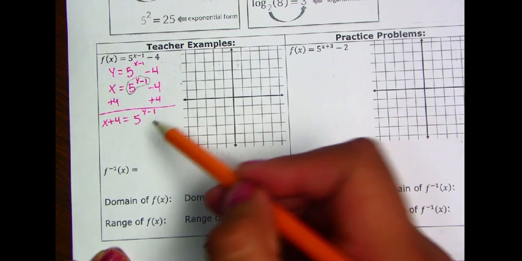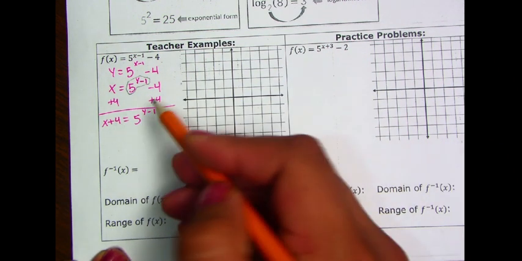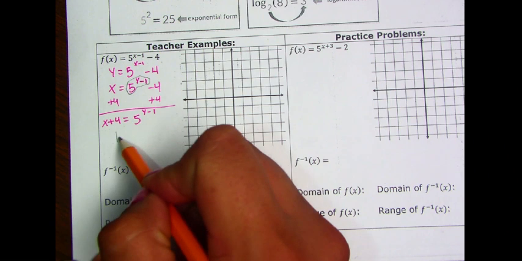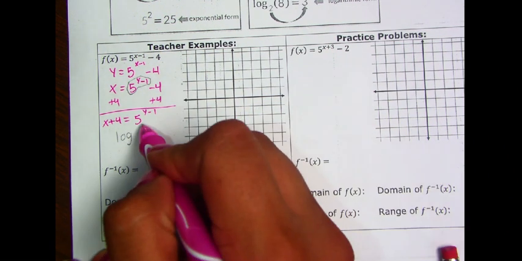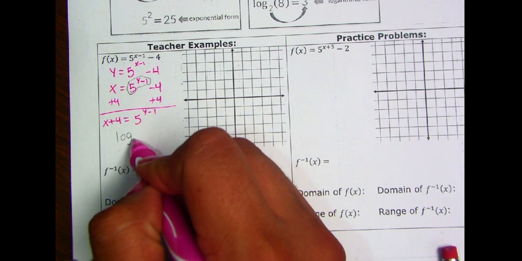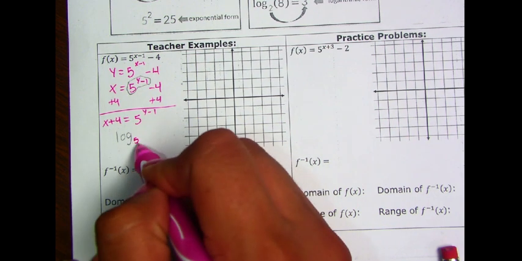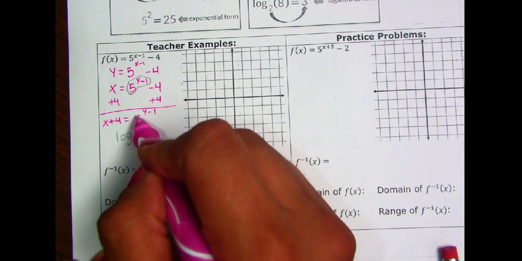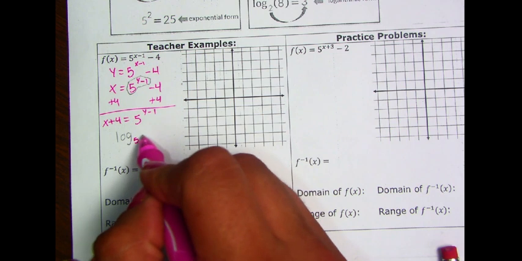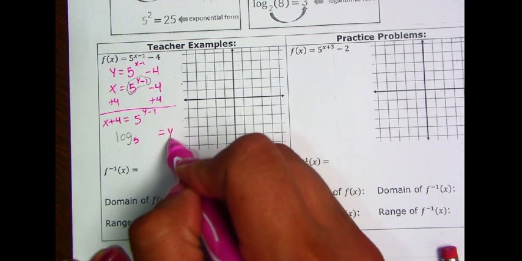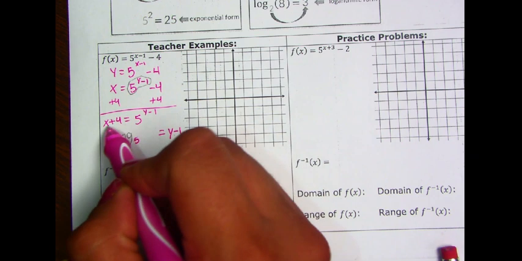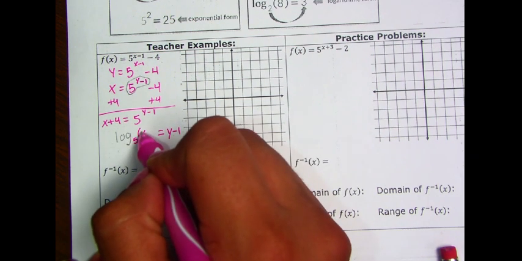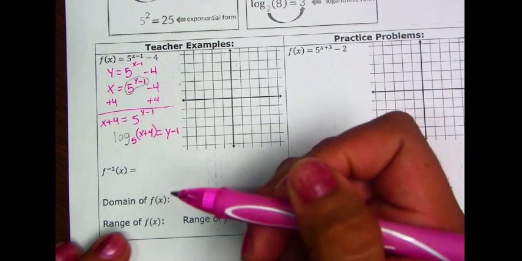And because now this is isolated, we're going to use log. Log is written, and then we look at the base of 5. That's the log base of 5. Then whatever the exponent is, that's what the log will equal. So y minus 1. And then this space that we created here is where we write x plus 4. X plus 4. That's the argument. We call that the argument.